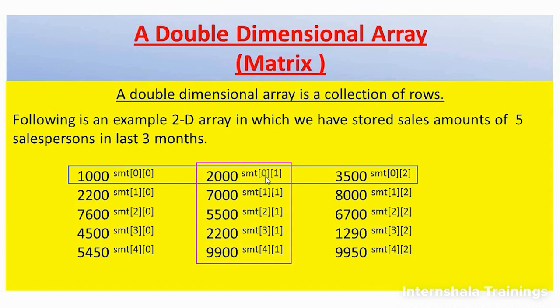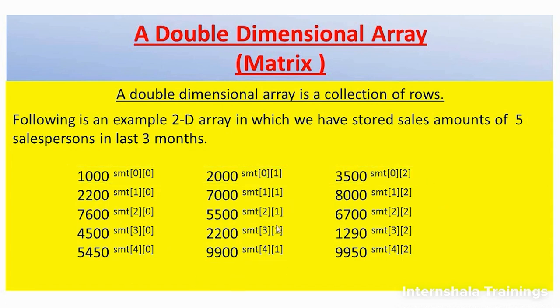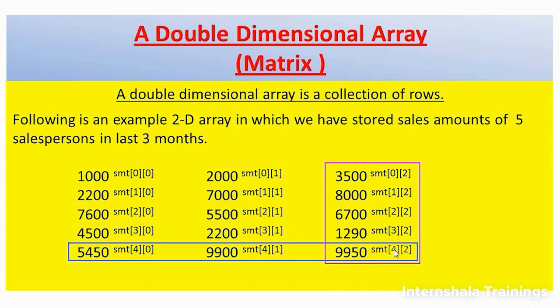Now SMT 01 means 2000 is the value of the element which is at the first row. Here 0 means first row because subscripts start from 0, and 1 means second column. So first the row is represented, then the column is represented. This is how we can represent the elements of a 2D array. Again, see SMT 42. 4 means fifth row and 2 means third column. So SMT 42 represents the element which is at the fifth row and third column.